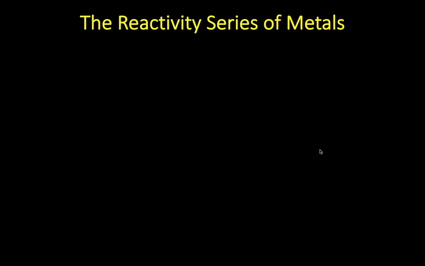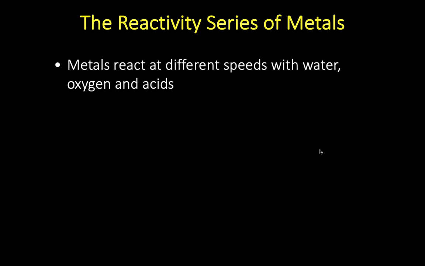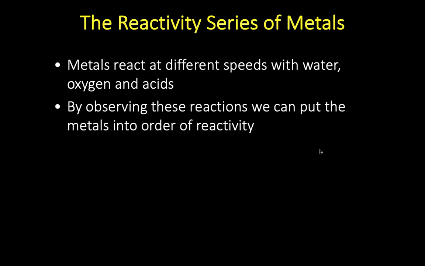So, back to this reactivity series of metals. Metals react at different speeds with water, oxygen and acids. By watching or observing these reactions, we can organise the metals into how reactive they are compared to each other, an order of reactivity from least reactive to most reactive. Or in the case of the table that we have, it goes from most reactive to least reactive.